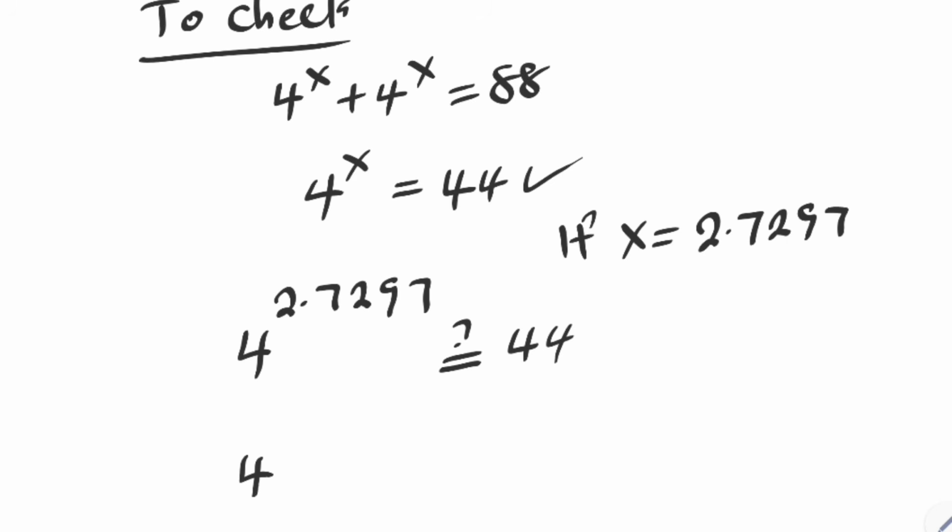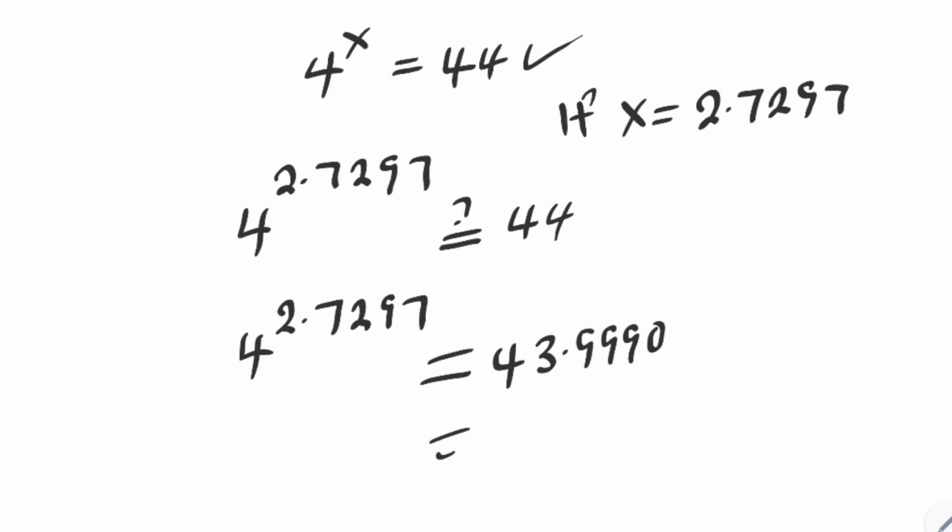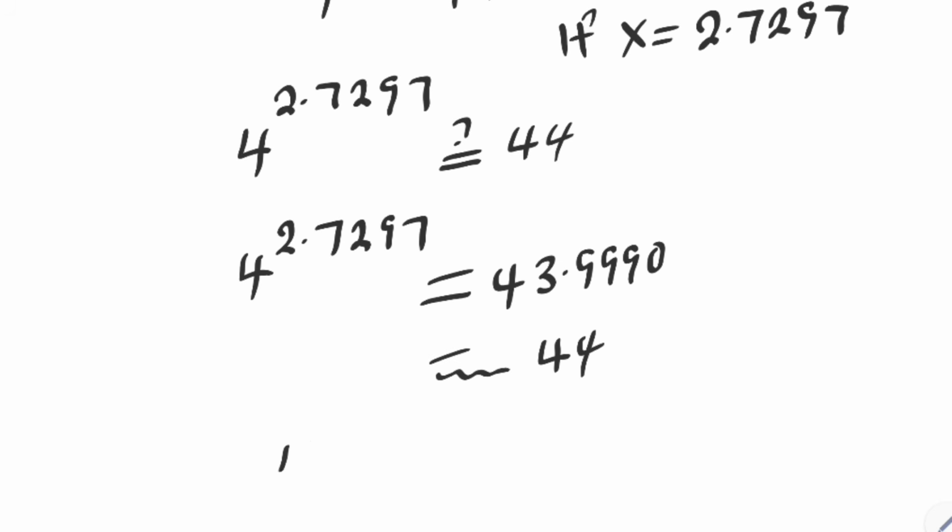Then 4 raised to power 2.7297, this is equal to 43.9990, and this is approximately equal to 44. Therefore, the left hand side 44 is equal to the right hand side 44, which is true.